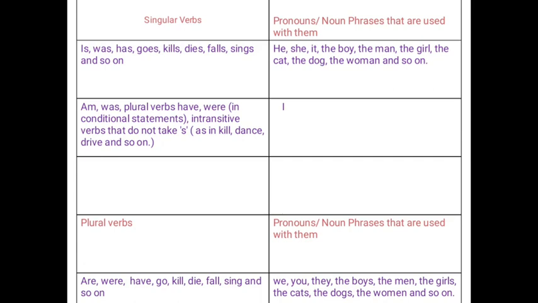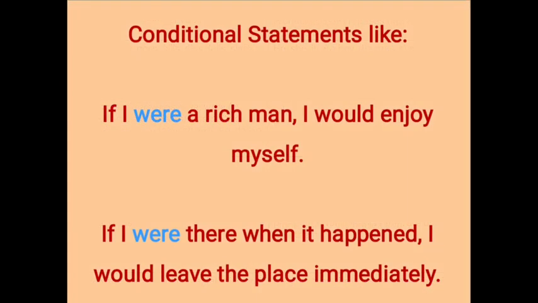Note that I is a singular pronoun and it can't be used with all singular verbs. It can go with singular verbs like am, was, and plural verbs have and were in conditional statements. These are examples of conditional statements. If I were a rich man, I would enjoy myself.